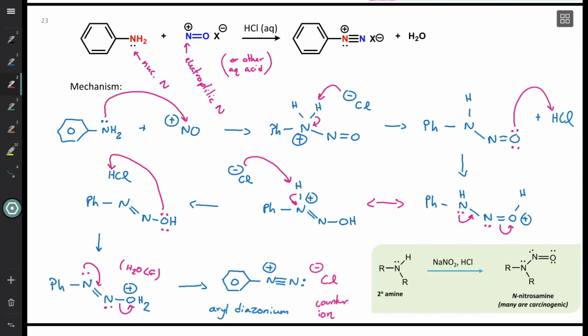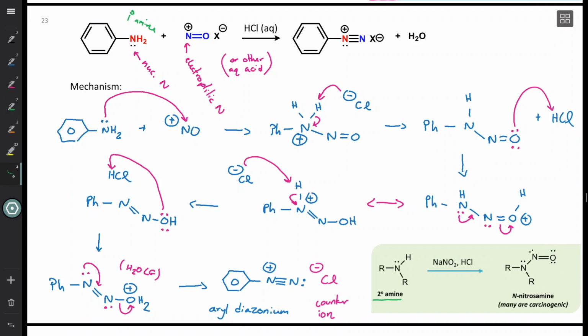Now, this is a primary aryl amine, right? This is primary. What if you had a secondary amine, right? So you could start this reaction off and it would work fine, but you would end up at this reagent. So this is a nitrosamine. It's very carcinogenic. It does have some applications, but not ones that we're going to discuss. So why do you stop here, right?